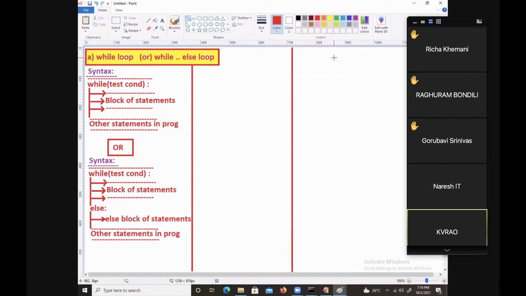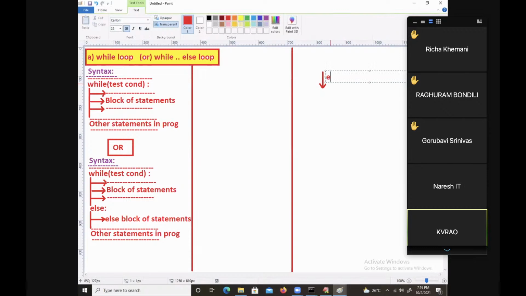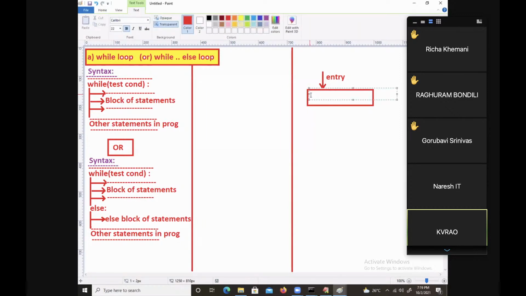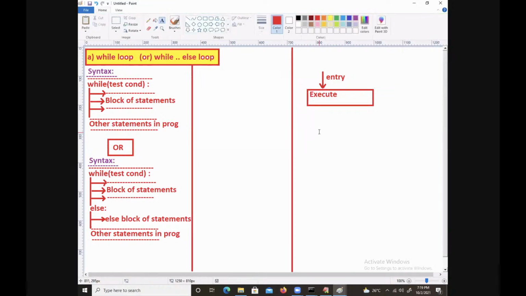Here I am taking entry. First, this is called entry, for heading purposes. So in this entry place, what is happening? I will take the condition. Before the condition, I will write, my dear students, compulsorily: execute the initialization part. I told this already. Execute which part? The initialization part.